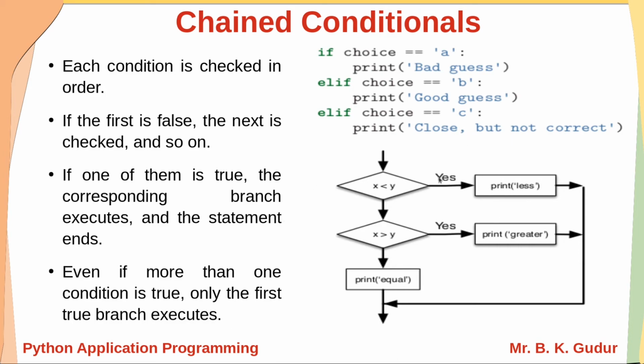So this is actually a flowchart. If the condition is true, yes, execute this and come directly out of this. No, then check this. If it is true, execute this, then come out. You can have any number of statements like this using elif. And at the end, you can have one else, and afterwards, that will be the end of the chained conditionals.